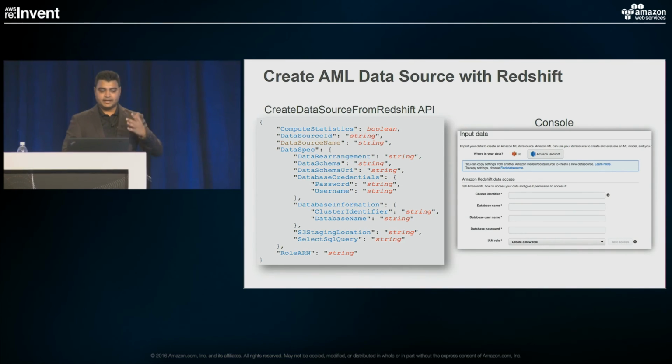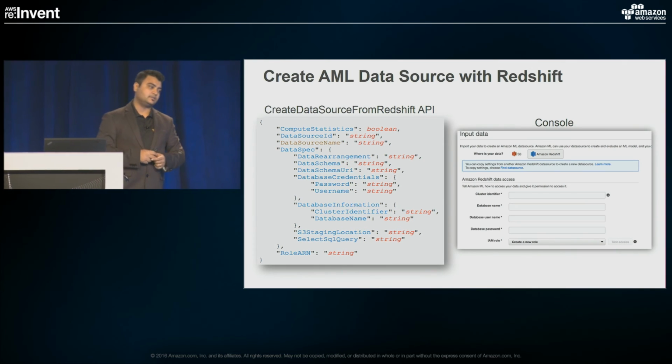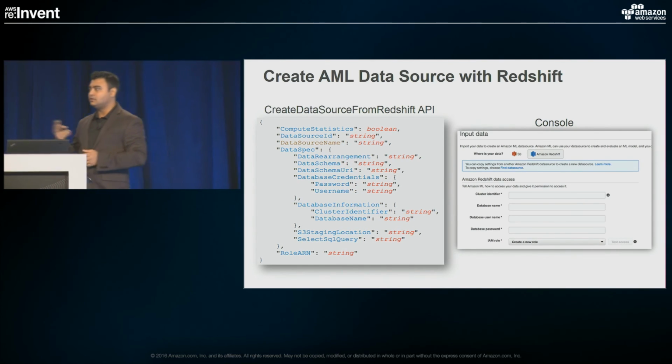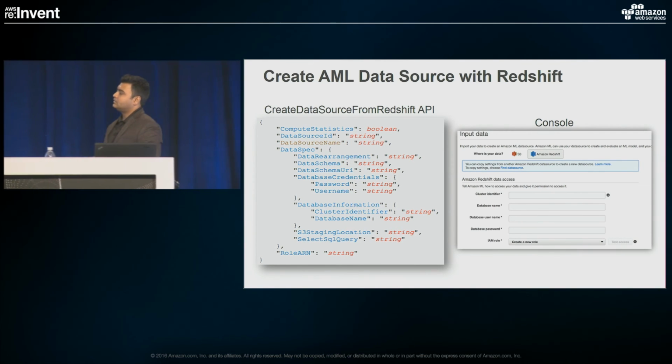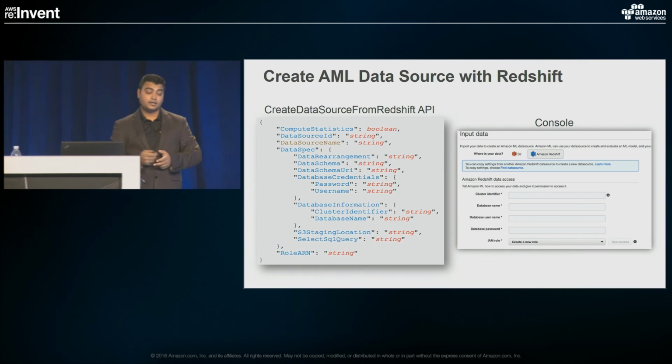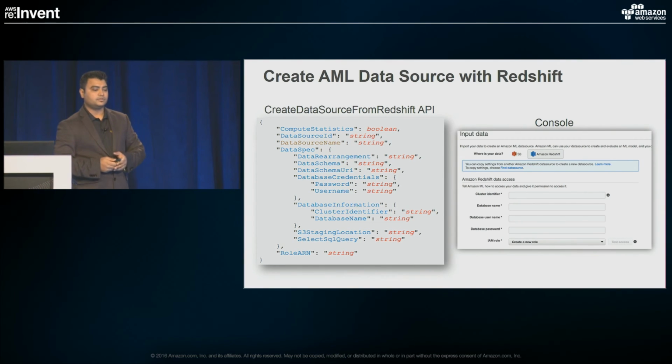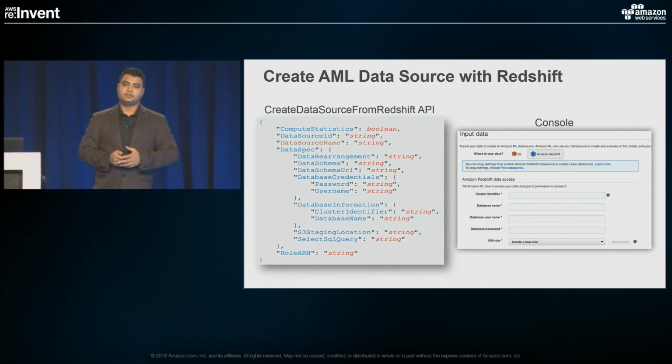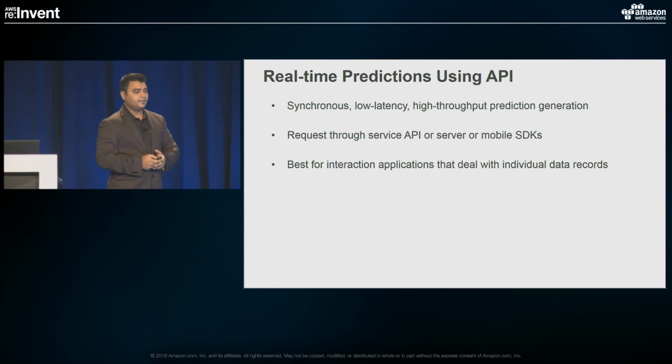Once you have the data set massaged and ready and standardized, what you have to do is create a data source from Redshift. This can be done in two ways. You can either call the create data source from Redshift API, or you can also do it via the console. It works just the same based on your preference.